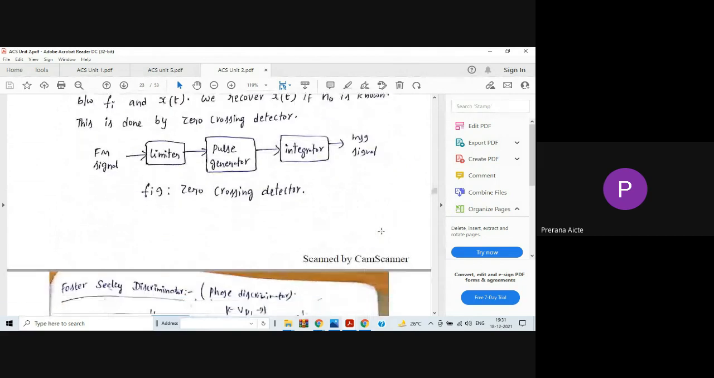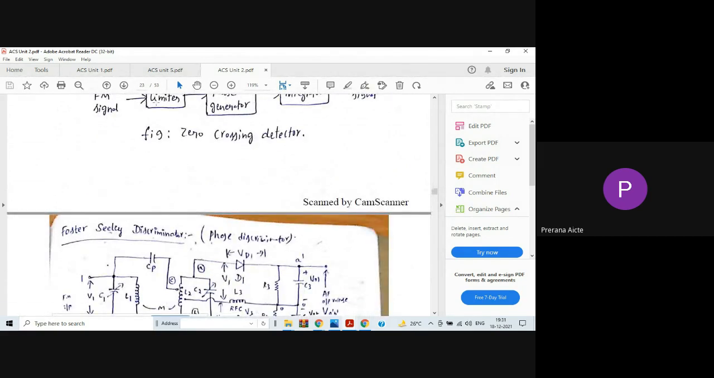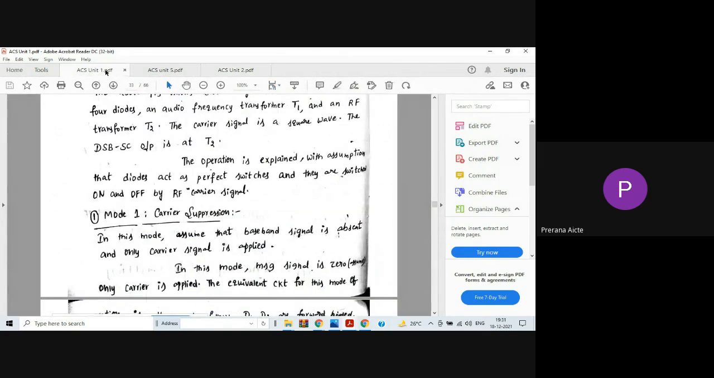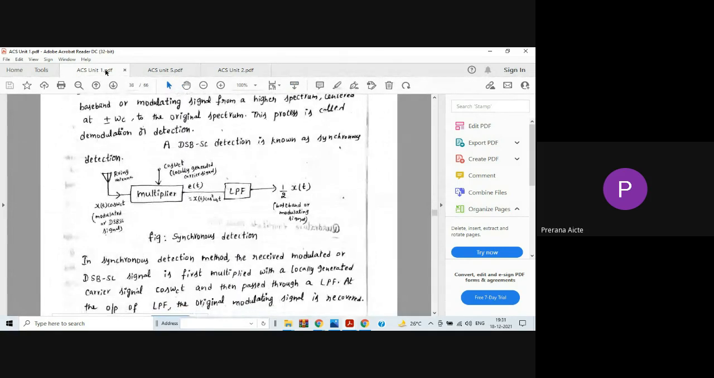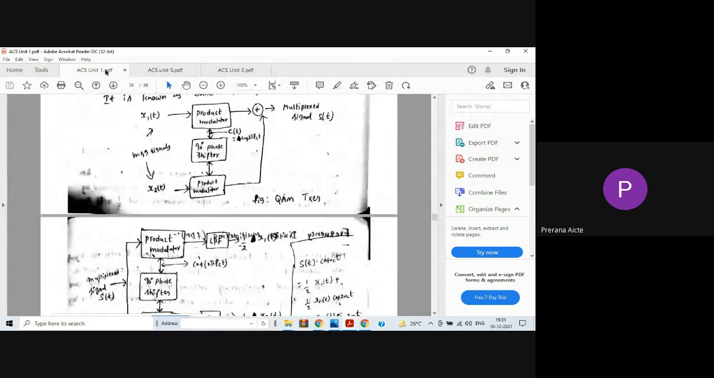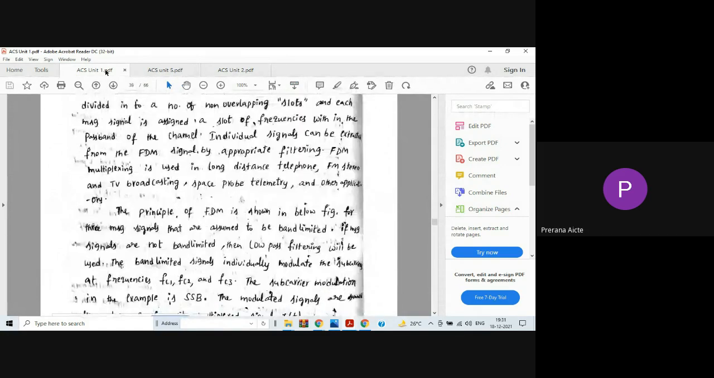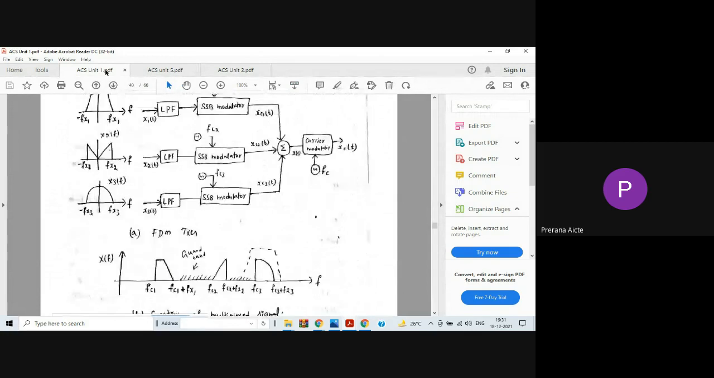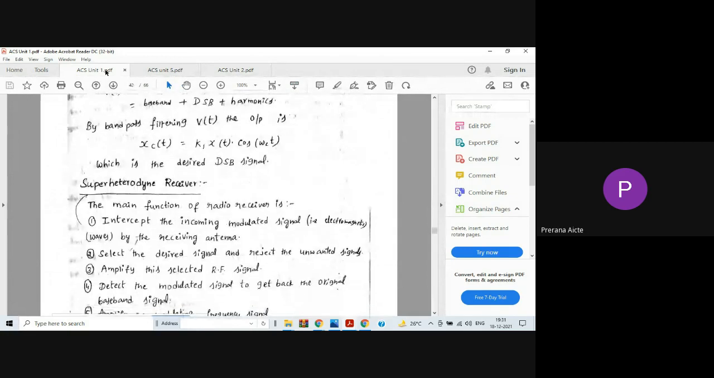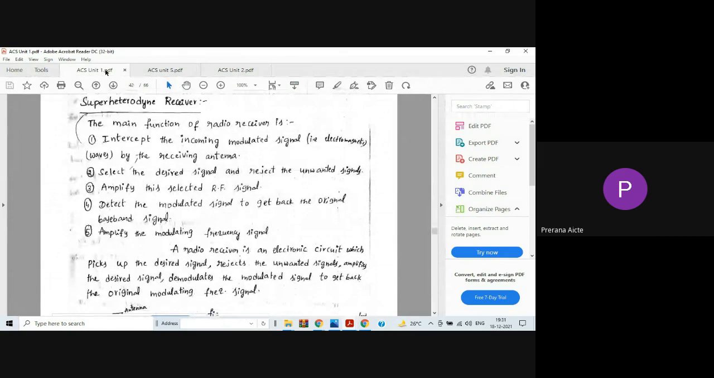Now we'll see the receiver part. So first of all, we'll look at the superheterodyne AM receiver. First we'll see what is meant by a receiver, and what are the steps performed by the receiver. We'll see that. What is that? Superheterodyne receiver. So what is that superheterodyne receiver?